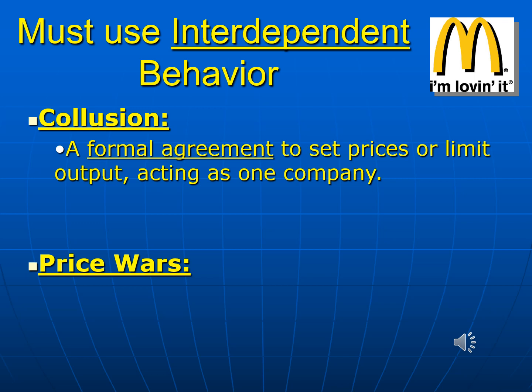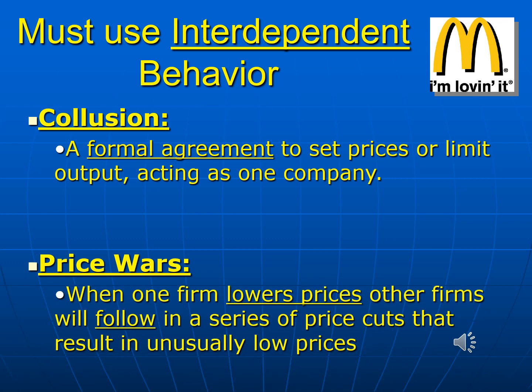The second thing we have is what we call price wars. This is when one firm lowers prices and other firms just have no choice but to follow in a series of price cuts, which results in unusually low prices. So say for instance, Coca-Cola reduces the prices of its drinks. Coca-Cola is already dominating the industry. So if it reduces its prices, even people that were buying maybe Pepsi products or other soft drink products would rush to Coca-Cola, right? Now, other firms have no choice but to reduce their own prices as well. So once one firm lowers its prices, other firms just have no choice but to also lower their prices. So that's what we call price wars.